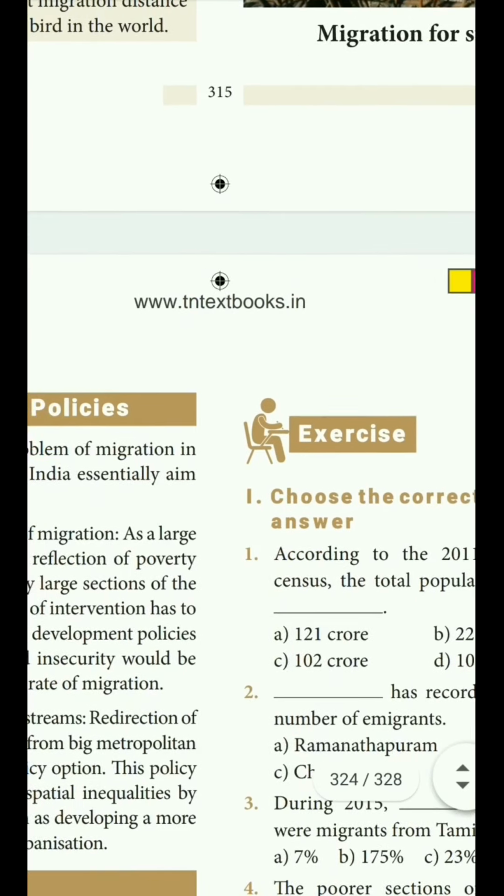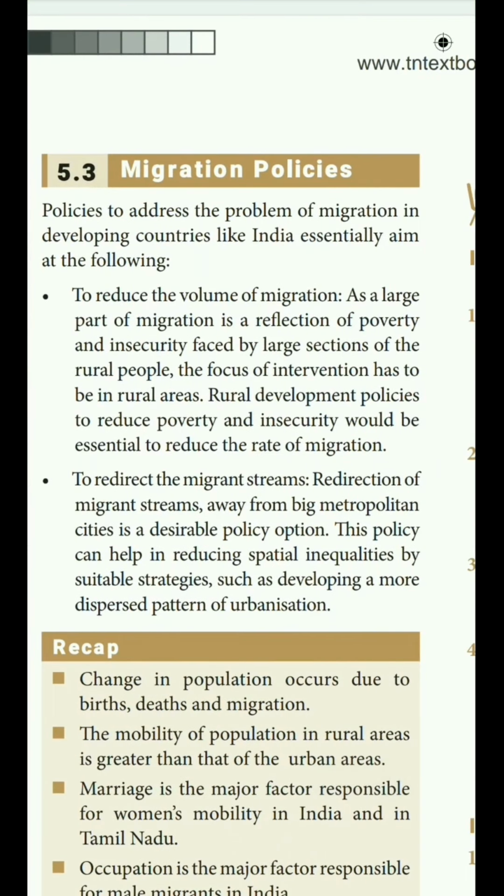Next one, migration policies. What are the migration policies? Two important policies: to reduce the volume of migration, to redirect the migrant stream. There are only two important policies. What are the two important policies? This is also a very important, detailed question. State the aims of migration policy: to reduce the volume of migration and to redirect the migrant stream. So the policy to address the problem of migration in developing countries like India essentially aims at the following. First one, to reduce the volume of migration.